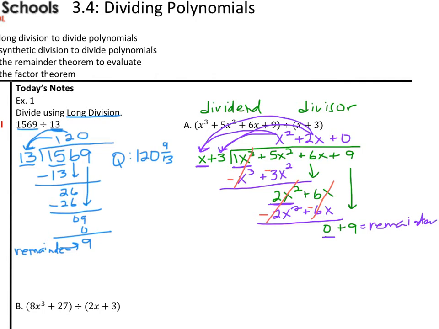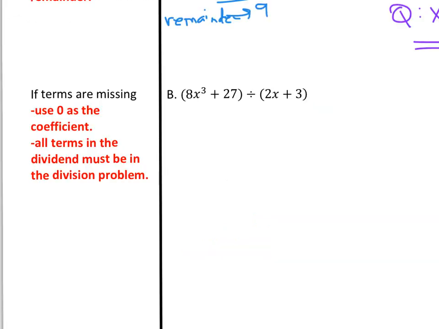To write this quotient then, we would have x squared plus 2x, and then with that plus 0, you wouldn't have to technically write plus 0 because 0 really is just a placeholder, and our remainder would be, since it's positive 9, would be plus 9, again over our divisor of x plus 3. That is the quotient in long division.